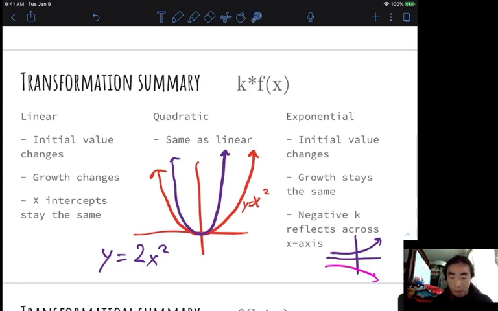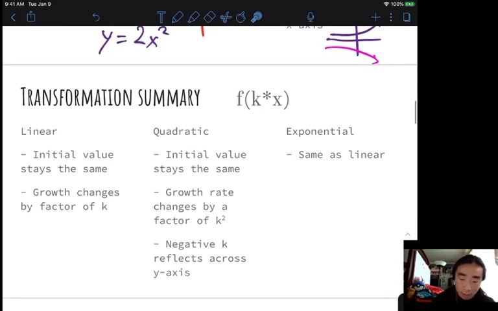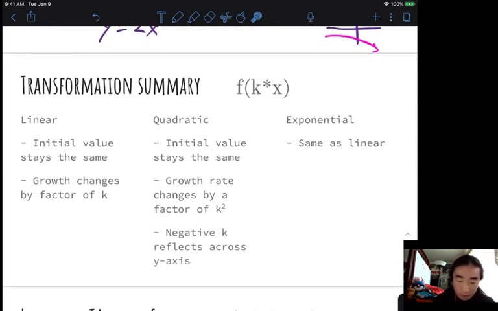And this one is a little weird. K is now inside modifying x. Now it's linear and exponential that are the same, where the y-intercept or the initial value stays the same, but the growth increases by a factor of k. Over here, the quadratic has some fancy relationship. The growth rate is a factor of k squared, and the initial value stays the same. And you can go back to yesterday's, or bring up Desmos, plug in a function, and modify it, and see these things do end up being true.